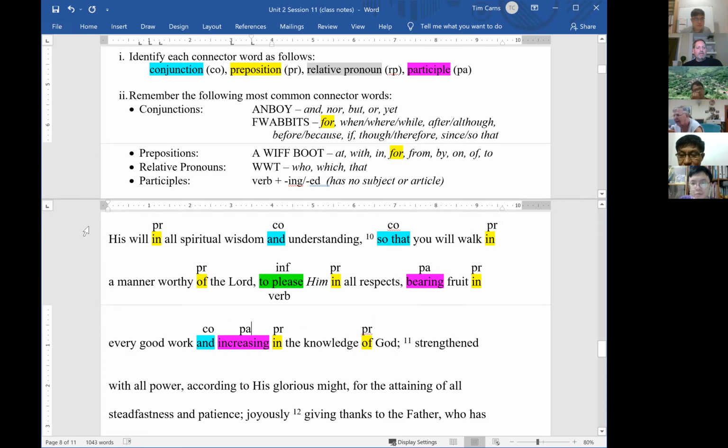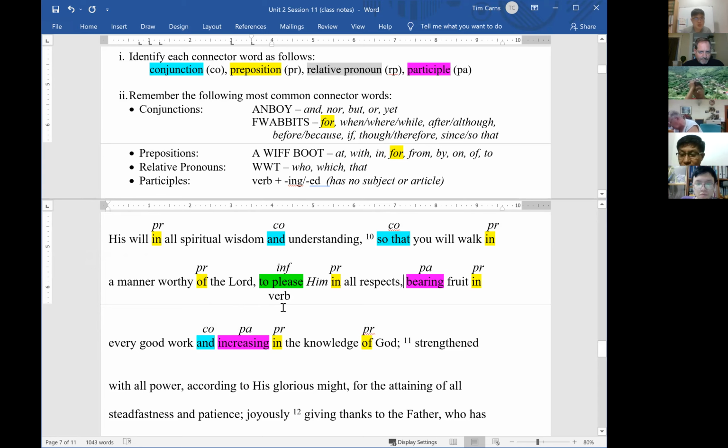A couple things here on those participles. We just want to confirm that it is one by looking for, is there a subject for this participle? We don't see one, and there's no article. All right, so it looks like these are participles in this case. Good catch. Any others? I think you got everything on that one.